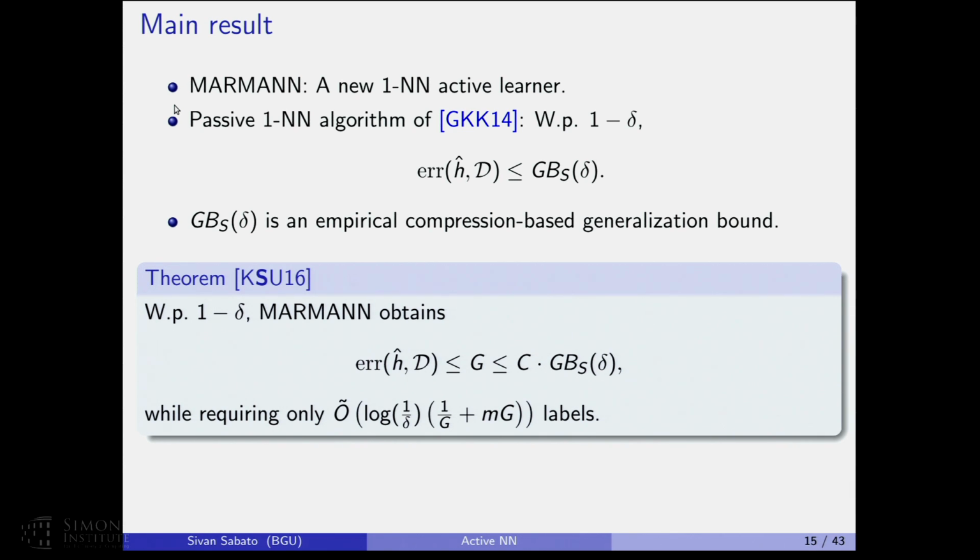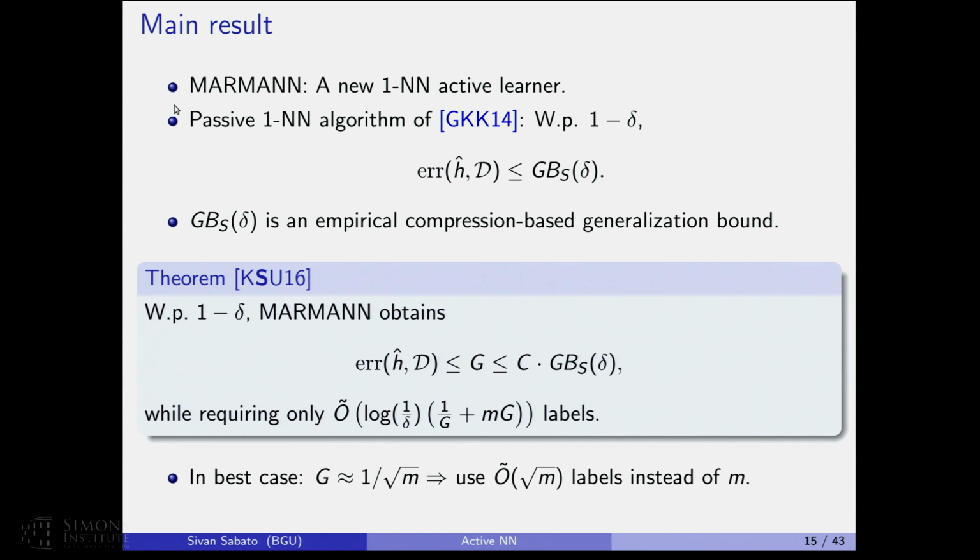So basically the number of labels that we require is about log 1 over delta, 1 over g plus mg, where g is basically our guarantee for the error of the output classifier. Okay? So what happens here is if g is very large or very small, then we don't gain much. We're just basically going to use the whole pool of examples and ask for all the labels. But we do gain if g is somewhere in the middle.